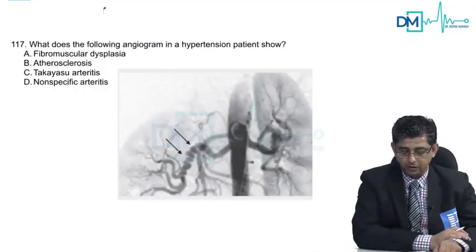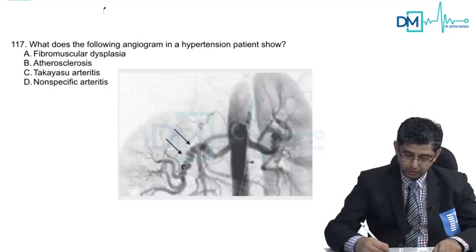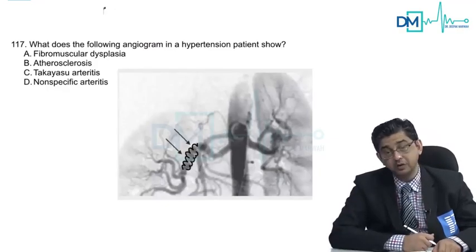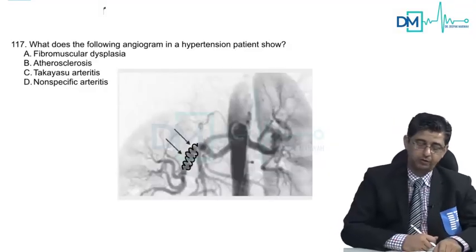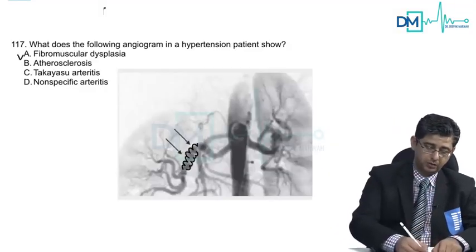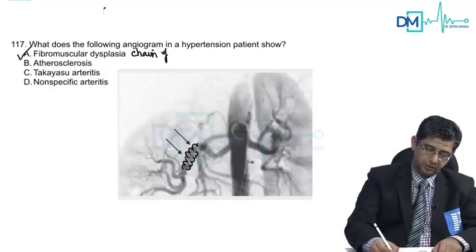What does the following angiogram in a hypertension patient show? You can notice this chain of beads appearance in the renal artery of the patient. This chain of beads appearance that is present in the renal artery of the patient on renal angiography is diagnostic of fibromuscular dysplasia. This is like a rosary bead or chain of bead appearance in the renal angiography report of the patient.